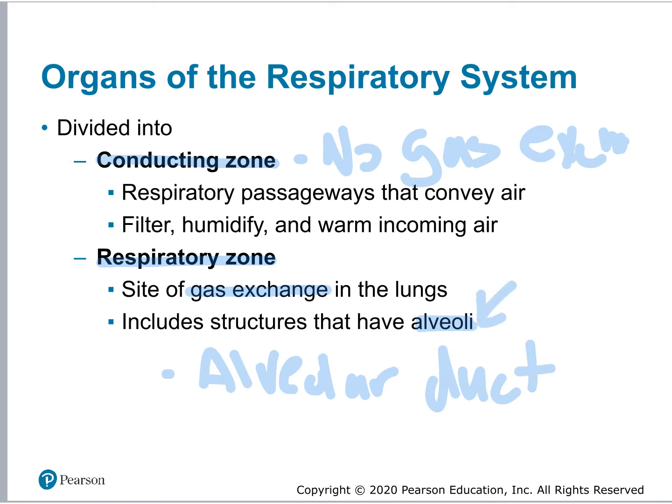The rest of the conducting zones are going to filter the air and take out any type of dust or pollutants that you're breathing in so it does not reach your lungs. It's going to humidify the air, which means it's going to put some moisture into the air because that's easier for the gas exchange to occur if it's humidified air. And then it's going to warm up the incoming air to body temperature because it's easier for the gas exchange if it's the same 98.6 body temperature that the rest of your body is. That's why it's harder to breathe in really cold air.